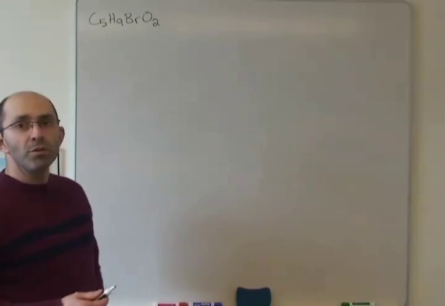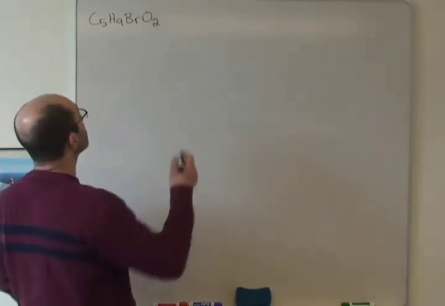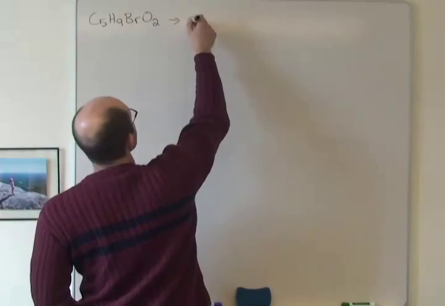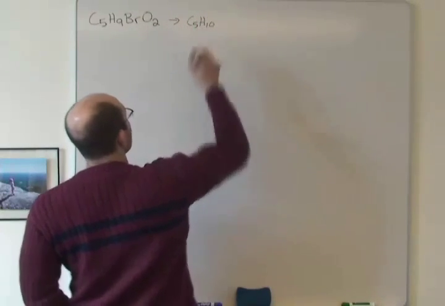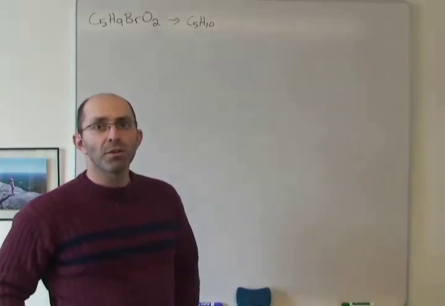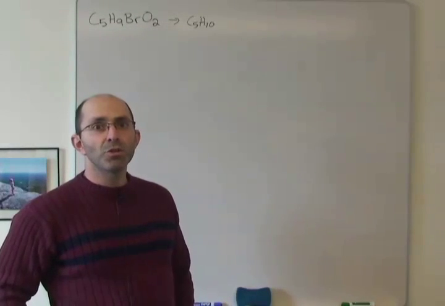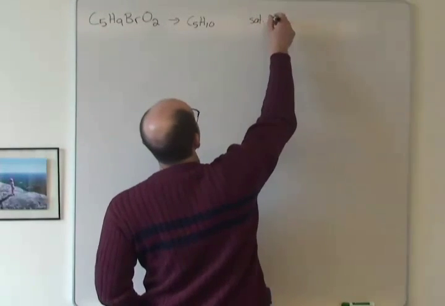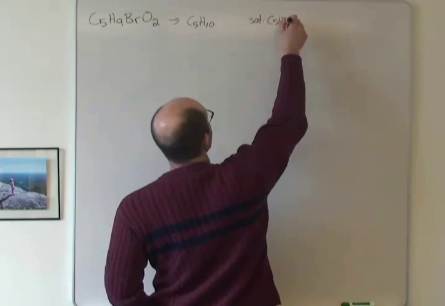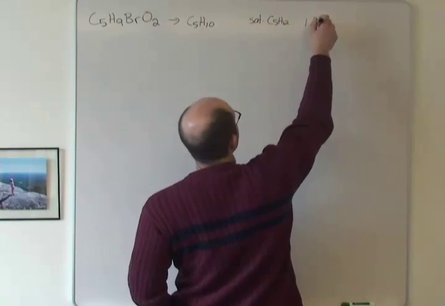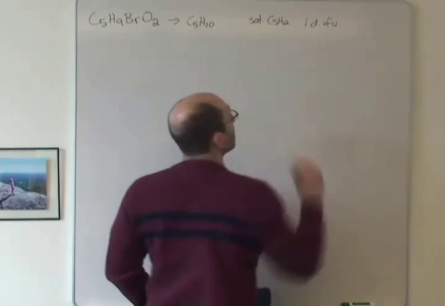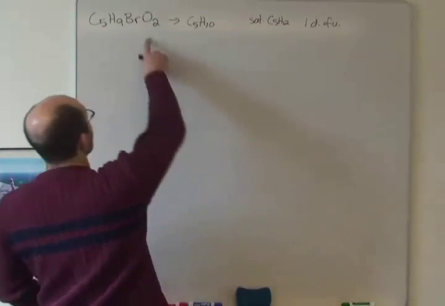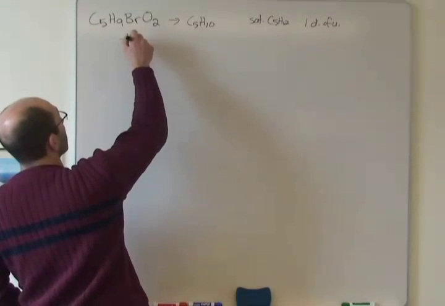C5H9BrO2, again, using our degrees of unsaturation rules, we're going to simplify that. We're going to ignore oxygen. Br is the same as H, so it's going to be C5H10. If we do our standard calculation, so CnH2n plus 2, the saturated compound is going to be C5H12. So we have 1 degree of unsaturation. All right, and again, as we've said before, 1 degree of unsaturation and oxygen, I would think carbonyl.